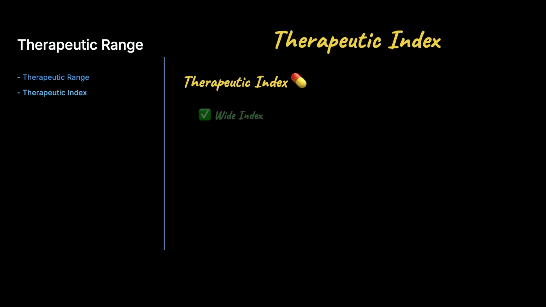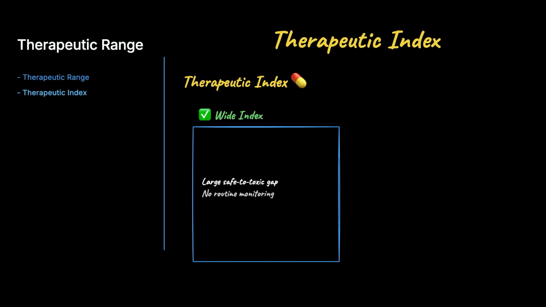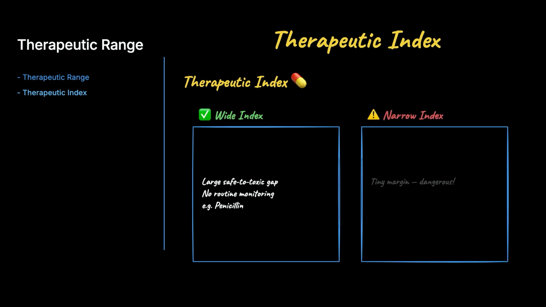Closely related is the therapeutic index, which describes the safety margin of a drug. A wide index means a large gap between helpful and harmful, so routine monitoring is not needed as with penicillin. A narrow index means a tiny margin where small changes become dangerous. Digoxin, lithium, warfarin, and theophylline fall here, so we check levels frequently.